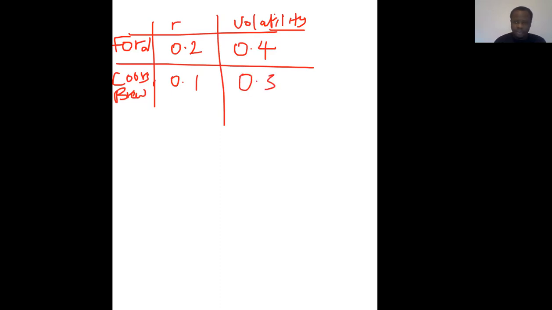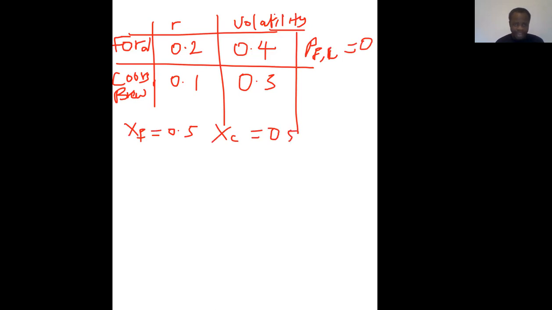If these two stocks are uncorrelated, that implies the correlation between F and Coors is equal to 0, because they are uncorrelated. What is the expected return and the volatility of an equally weighted portfolio of the two stocks? First of all, they have equal weight. That means X of Ford is equal to 0.5, or half, and X of Coors also equals 0.5.